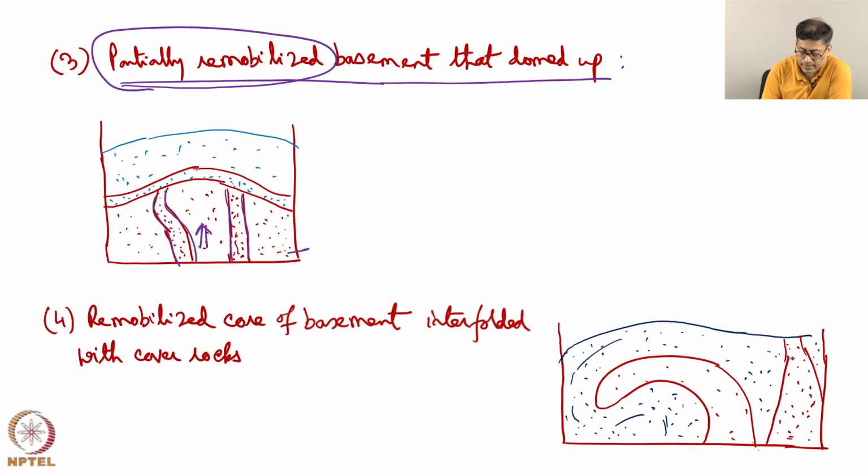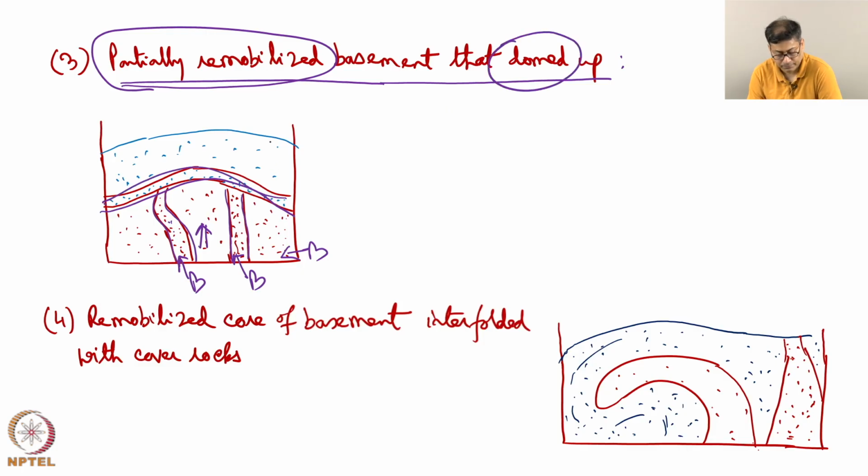So, this is the basement material, whereas inside these curved lines also is the basement material. These two domains are basically indicating remobilized zones of the basement. They got remobilized and they also moved upward. This large scale fold is the doming which has been mentioned over here, and the cover rocks also swelled upward.